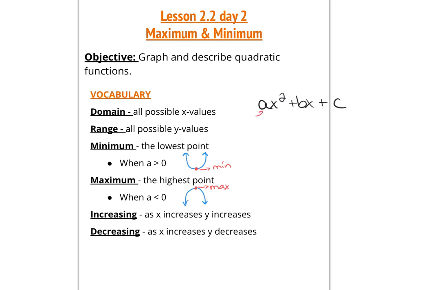So if this a right here is positive, then it's a happy parabola, and that creates this low point, which is called a minimum. When I have a maximum, we have a high point, and that happens when my a is less than 0, meaning my a is negative. Negative a is a little sad and down, and so we have this upside down parabola, or upside down U shape, and then we have a max value there.